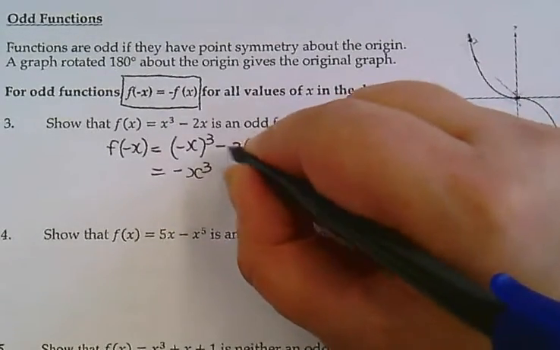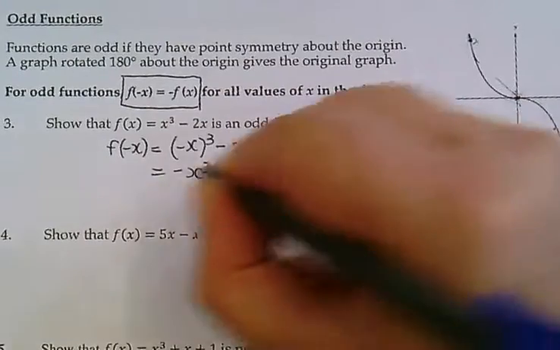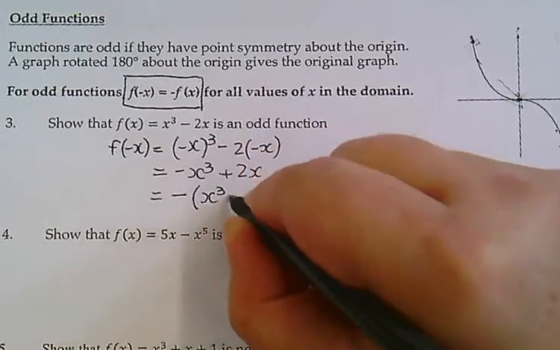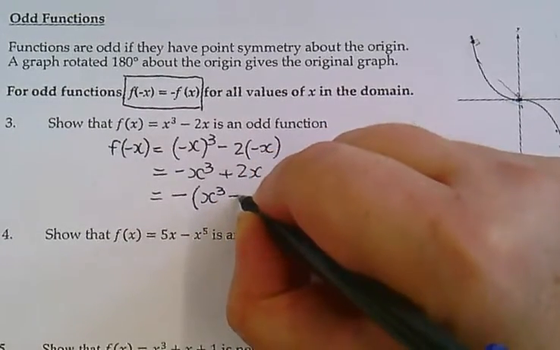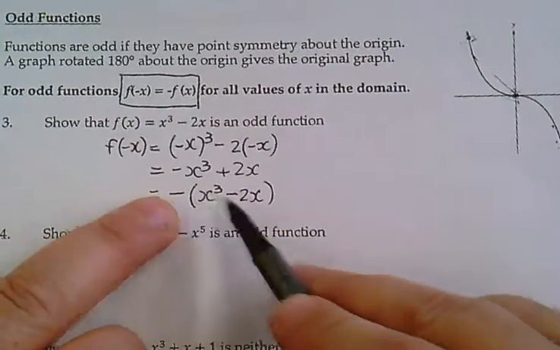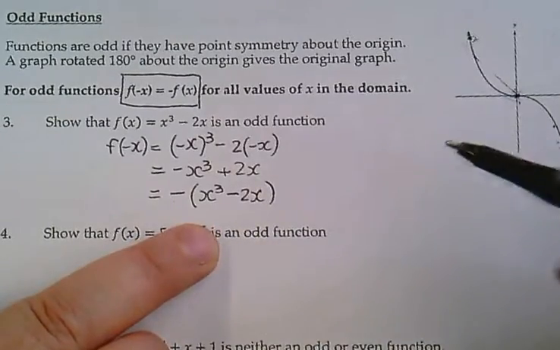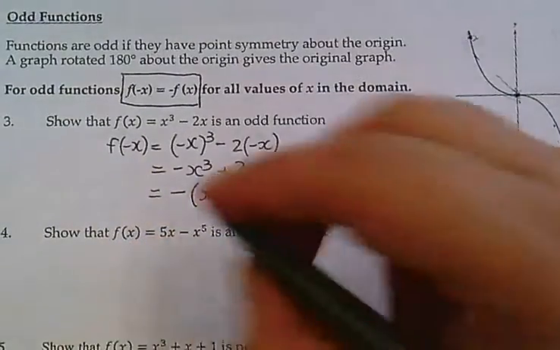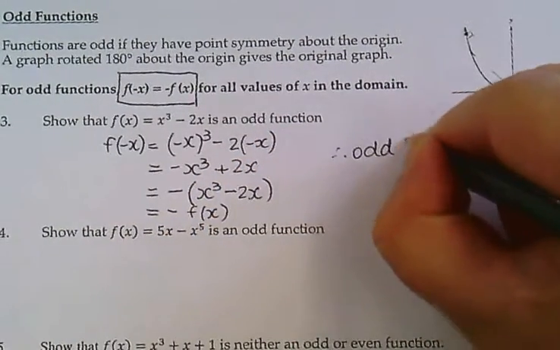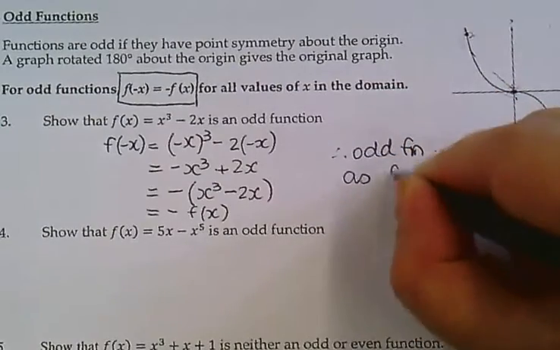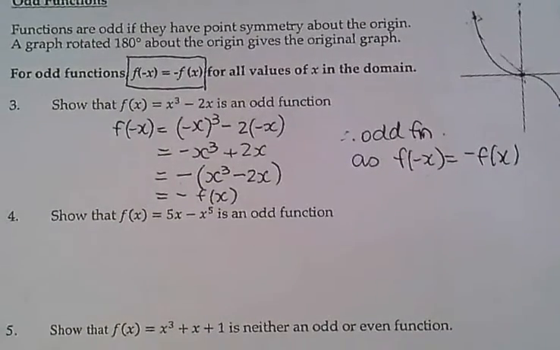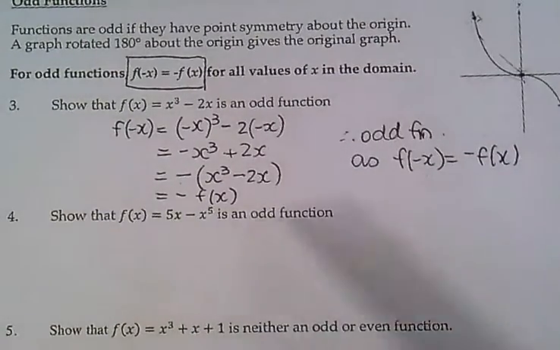Now, isn't that, I'm going to pull a negative out, that is negative bracket x cubed minus 2x, if I pull the negative out. Now, isn't that the negative, and that in the brackets is the function of x? Because function of x is x cubed minus 2x. So therefore, that's negative function of x. So therefore, this is an odd function, as the function of negative x equals the negative function of x. Can we see that?